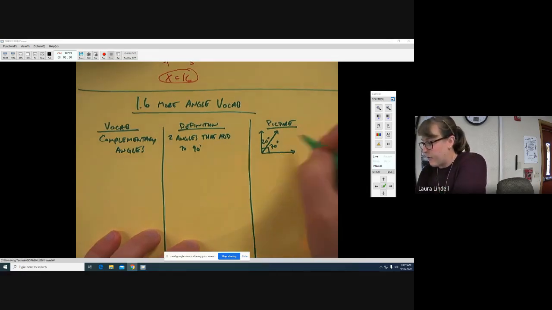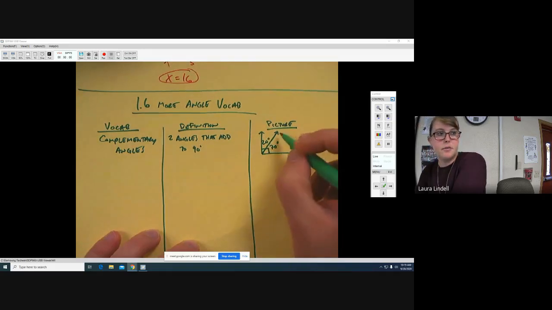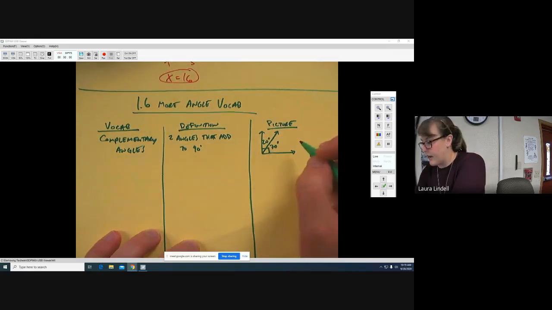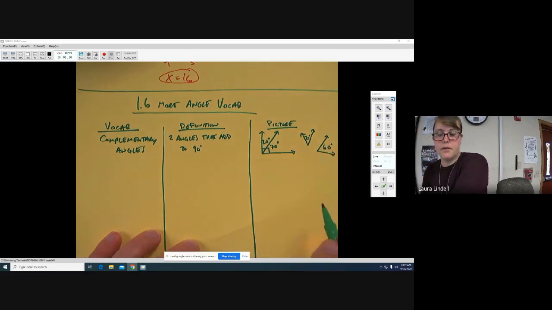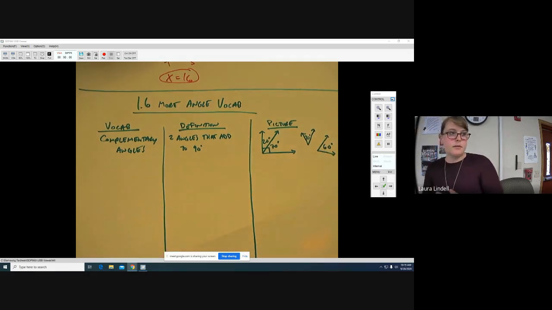Or we could have, so this is kind of the adjacent angle case where they share a side. We could also have angles that are complementary that are not touching each other. We could have one angle that's 30, and then we have another angle over here that's 60. These two would also be complementary angles. So they don't have to be touching to be complementary, but they can be. Okay, so there's our complementary angles.